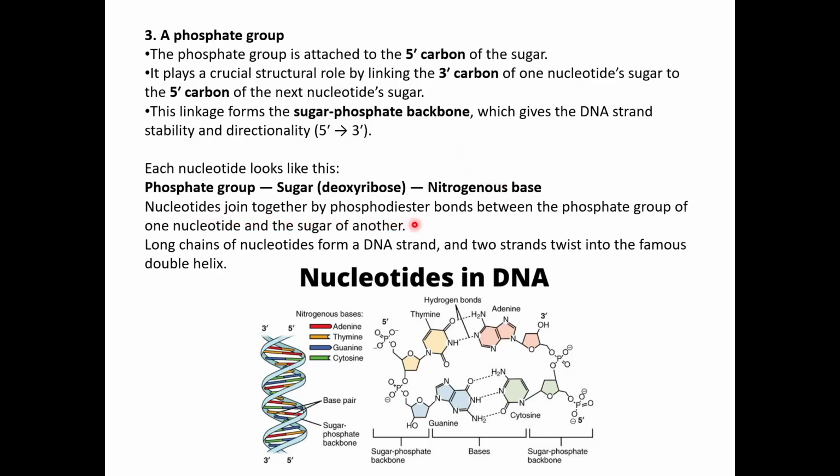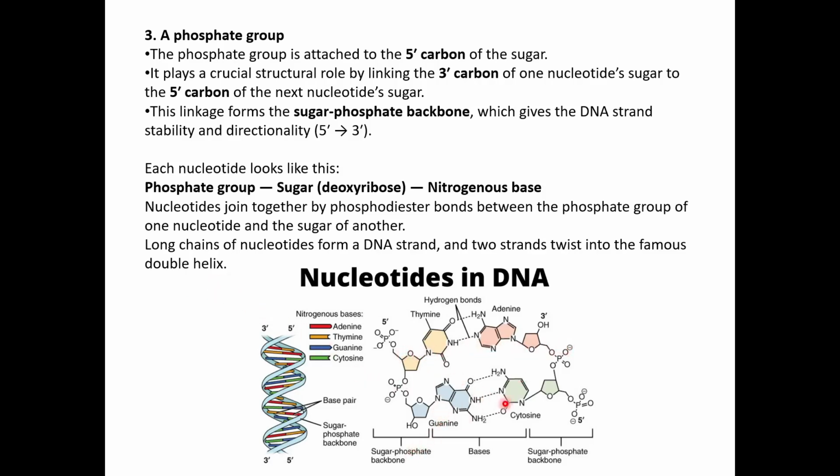Nucleotides join together by phosphodiester bonds between the phosphate group of one nucleotide and the sugar of the other nucleotide. So, the bond between the phosphate group of one nucleotide and the sugar, that is the third carbon of the other nucleotide, where you have the OH group. So the phosphate and the OH are bound together by a phosphodiester bond. Long chains of nucleotides form a DNA strand, and two strands twist into the famous double helix.